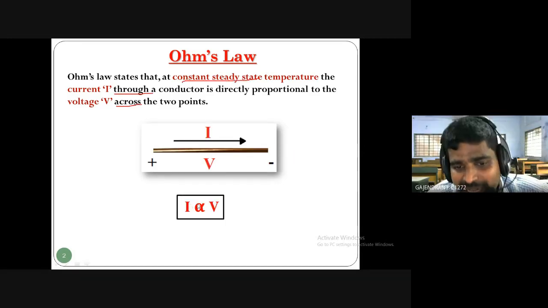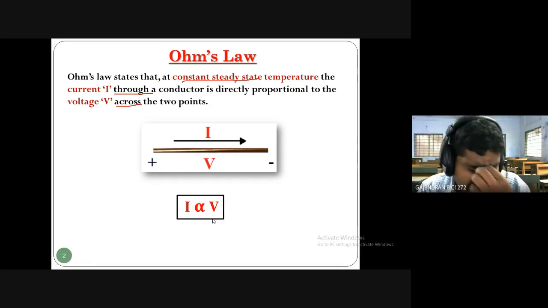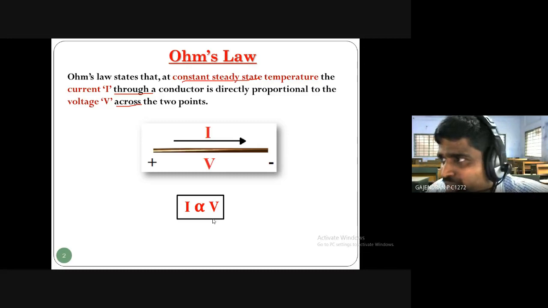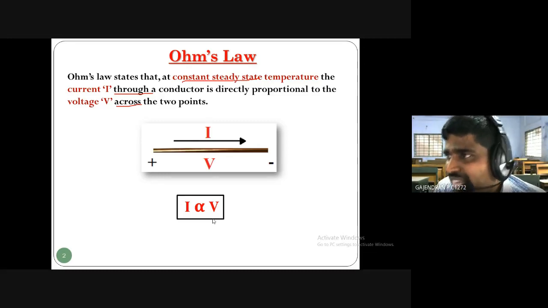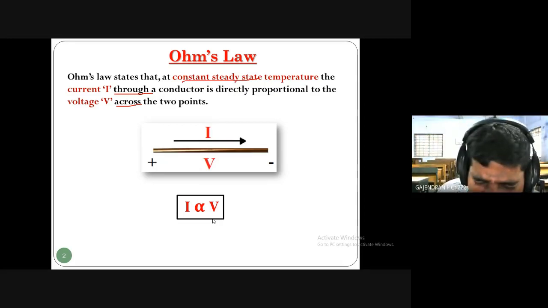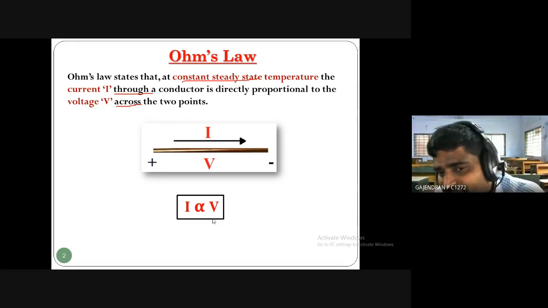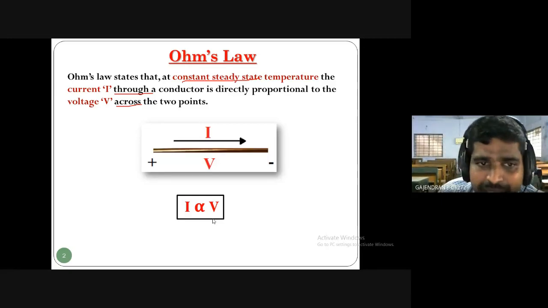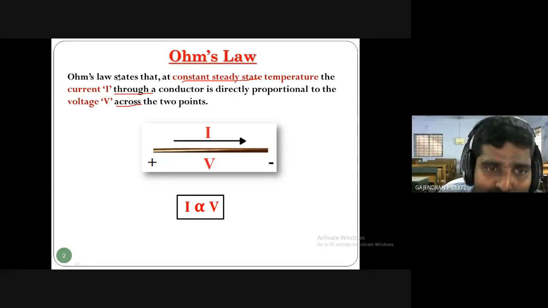So the relation is I is directly proportional to V. But whenever anyone asks, don't say I equal to V by R. If they ask for the equation, you can pronounce I is equal to V by R or V equal to I into R. Only when they ask for the equation should you say it. If they ask for the statement, you need to tell the story, sir.